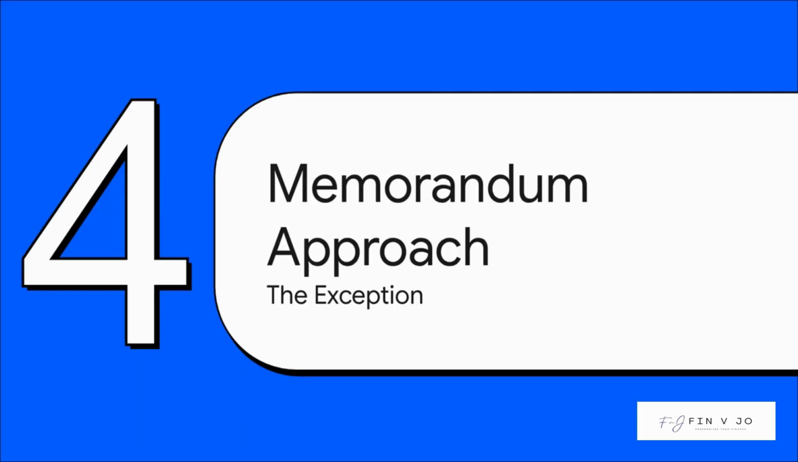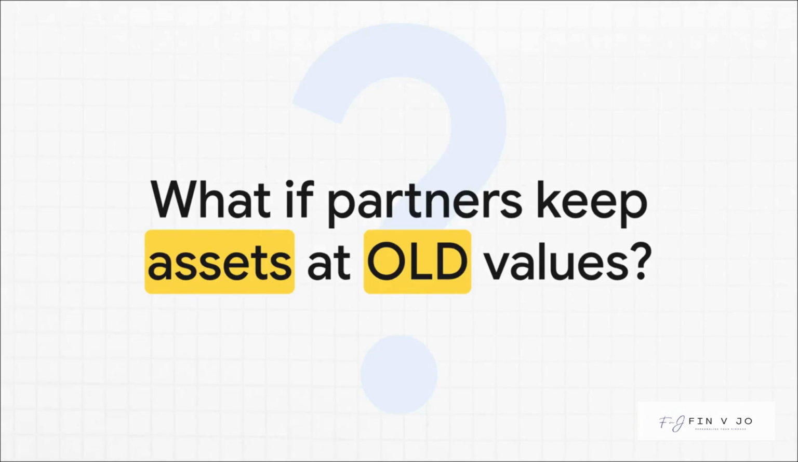Section 4, the memorandum revaluation approach. Okay, this is the climax of our study guide. This is the trickier, higher-level exam curveball you've got to watch out for. You're cruising through your exam, you see a partner admission question, you're feeling good, but then you spot a very specific phrase. The prompt specifies that all partners agree to keep the assets and liabilities at their old values, even though they agree to revalue them.